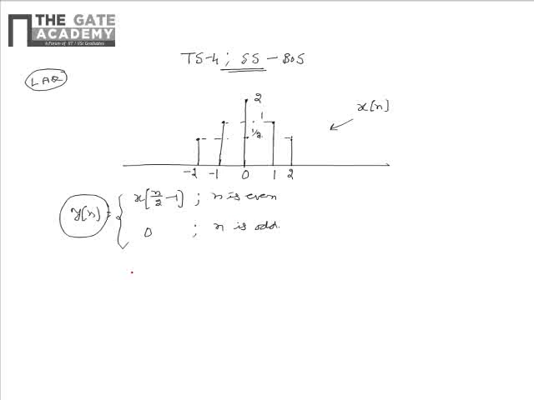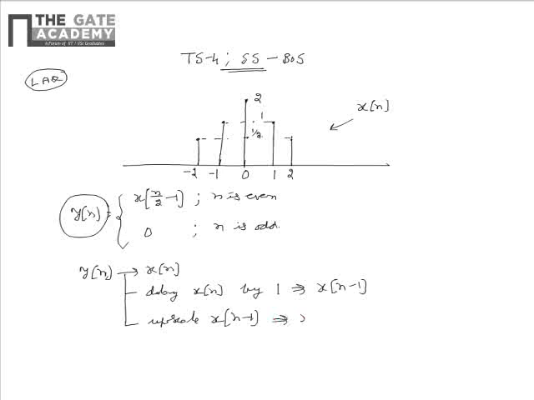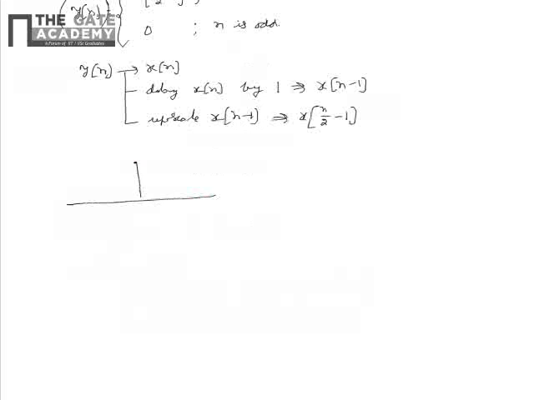And from the given data, we see that y of n can be obtained from x of n by delaying x of n by 1 unit. So because of which we get x of n minus 1. Then upscale x of n minus 1, which leads to x of n by 2 minus 1. So based on this data, first let us delay x of n by 1 unit to get x of n minus 1 as shown.